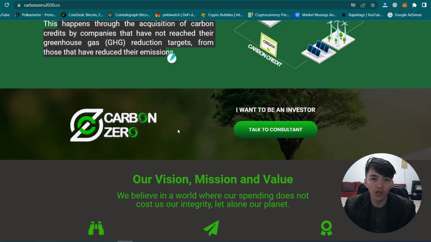If you want to become an investor, you can contact the consultant. It will guide you on how you can invest in this project, because Carbon Zero is a very strong project about the solar system, about being green. So make sure to check it yourself, completely search about this project. This is a long-term project. If you want to get profit like 100x, 1000x, you should hold your token for 3 years, 4 years. At that time, you can get huge profit.